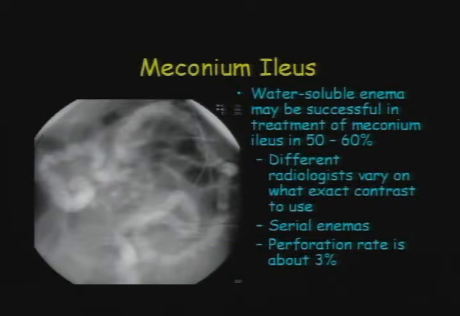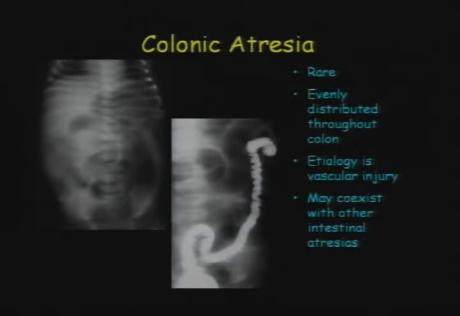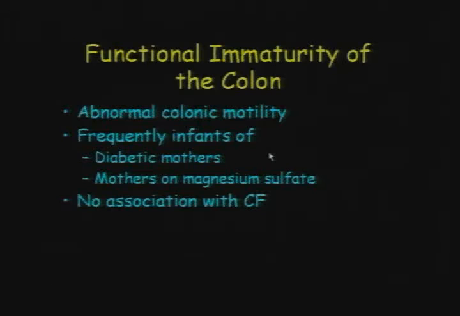The perforation rate is about 3%, but if you can get this to pass, you save the baby an operation. Colonic atresia is rare. It's evenly distributed throughout the colon. It's probably a vascular injury, and it can exist with other intestinal atresias. Here you can see a microcolon to the level of the splenic flexure, and then a blunt end, and that's all that the contrast would go, and that's a colonic atresia.